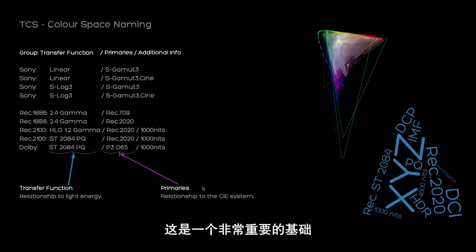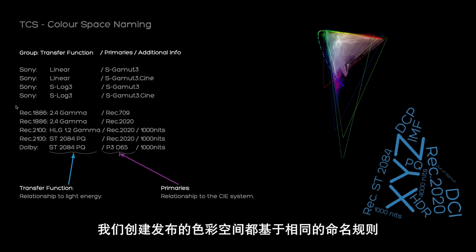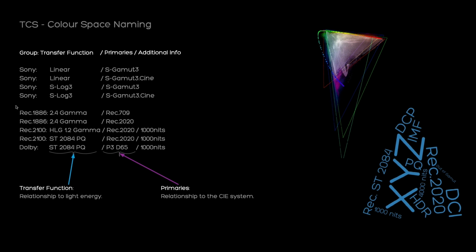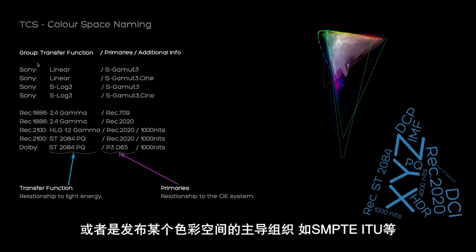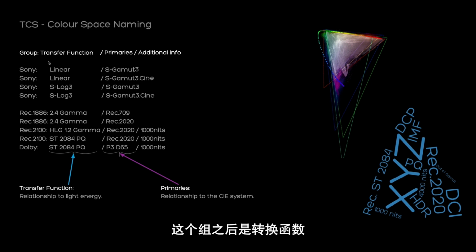Let's talk about naming in Truelight color spaces. This is a very important foundation, and it can also help you with troubleshooting. All color spaces that we create and distribute follow the same naming scheme. It starts with the group, followed by a colon, and the group can be a manufacturer, for example, of cameras, or it is the dominant SMPTE or ITU standard of a color space. After the group, we have the transfer function. The transfer function is the relationship of the signal values to light energy. I will show in a moment with some examples what that means.